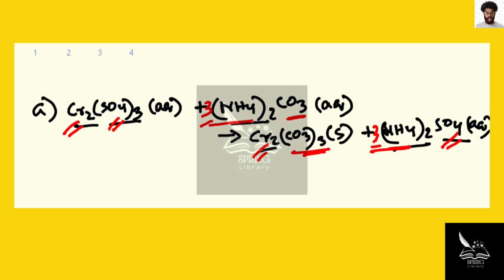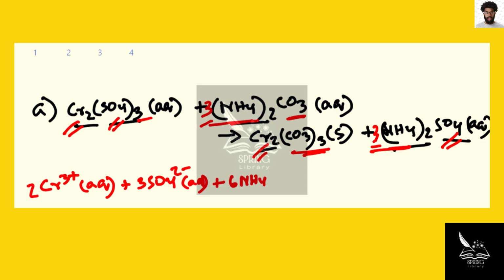From here we have to write the total ionic equation. So the total ionic equation for this reaction will be 2 Cr3+ aqueous, plus 3 SO4 2-, since we have 3 sulfate here, and we have 6 ammonium, and we have 3 carbonate.